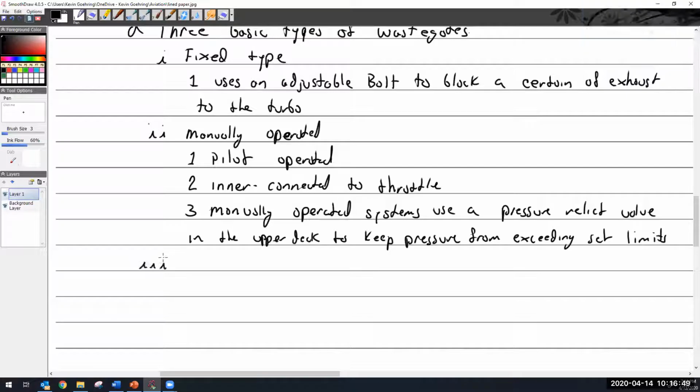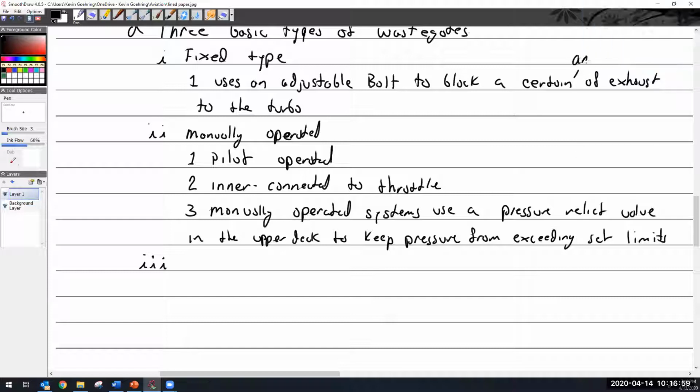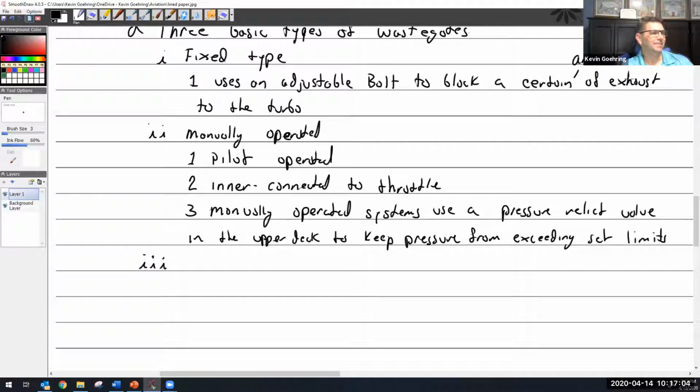On fixed type, yep. Number 1, it says uses an adjustable bolt to block a certain amount of exhaust. Okay, thank you. Glad one person's paying attention. Well, you're way behind.